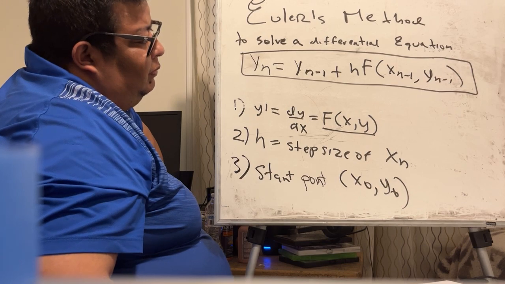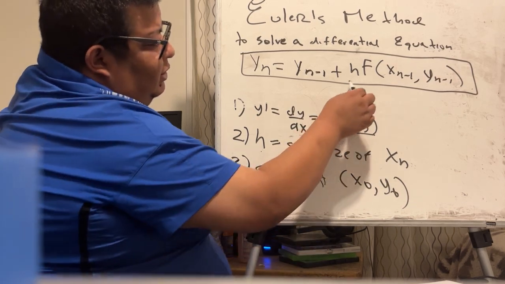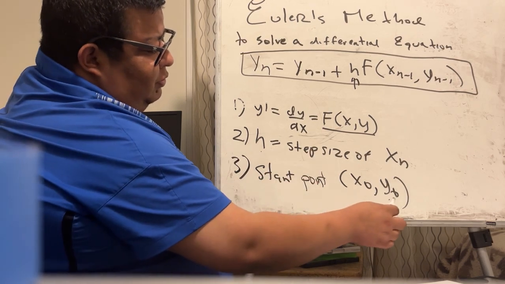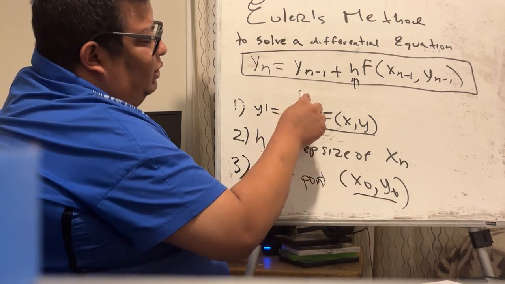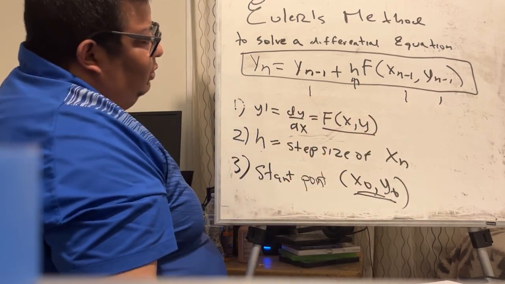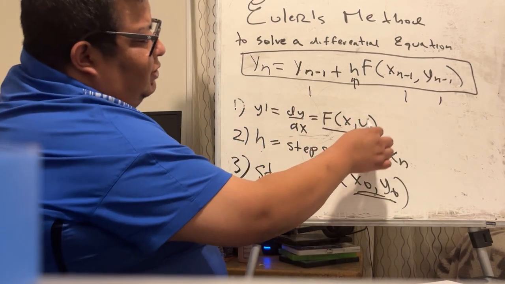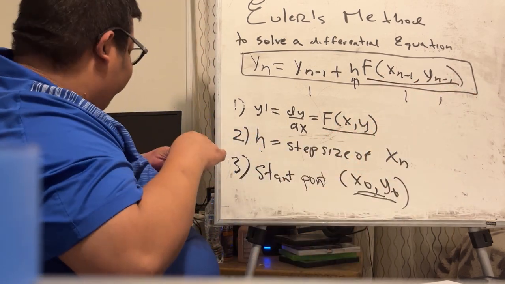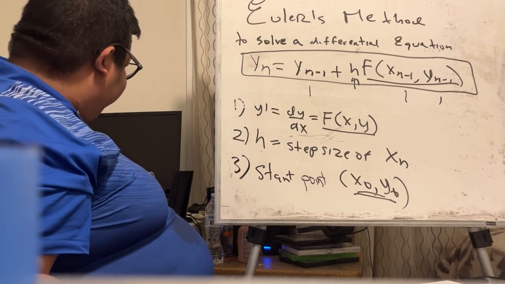Okay, so for example, your h is here. You're going to start here, so y1 is going to start with this, and then your F of x, of course, is going to be given. So let's look at one example.